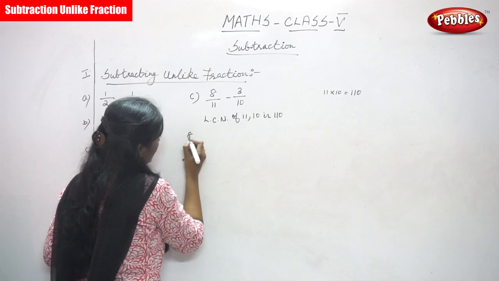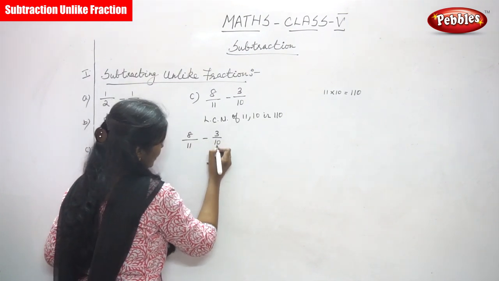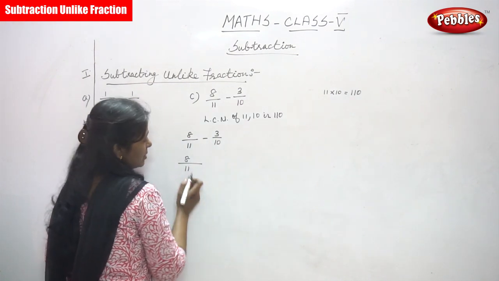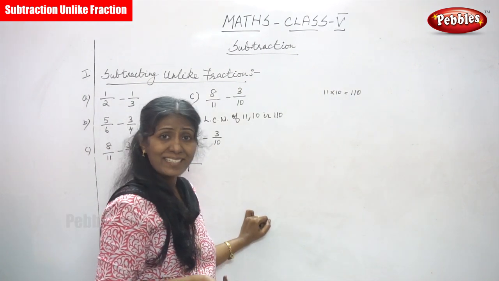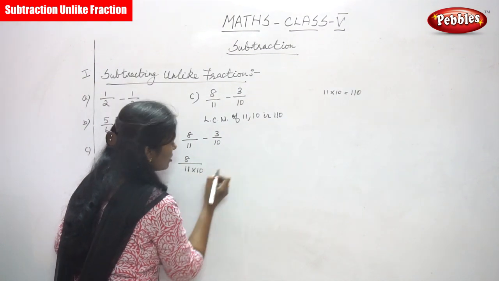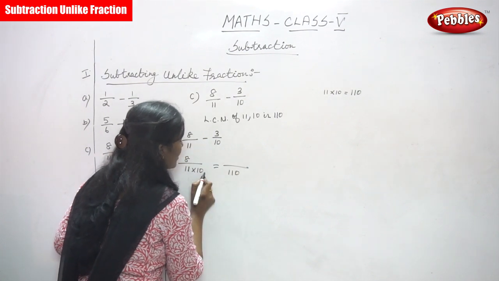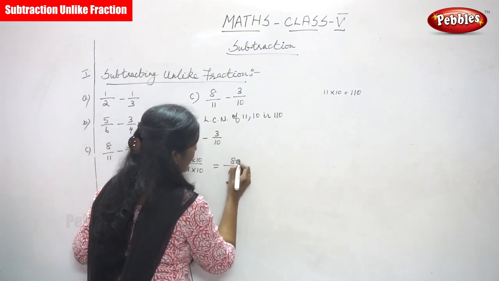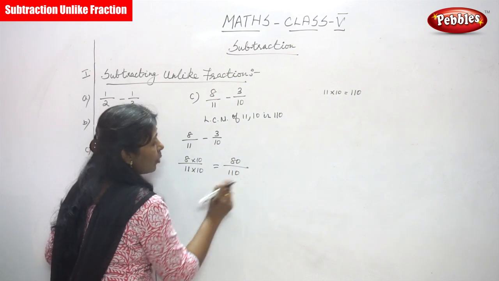So 8 by 11 minus 3 by 10, this is the question. So for 8 by 11, the LCM is what? 1 by 10. So you have to multiply by 10. Then only, 11 multiplied by 10, you get the LCM 110. So if the denominator is multiplied by 10, the numerator is also multiplied by 10. 8 into 10, you get 80. So 80 by 110.